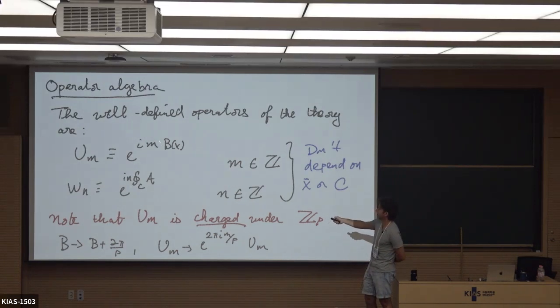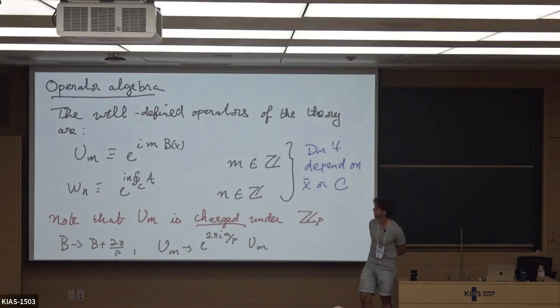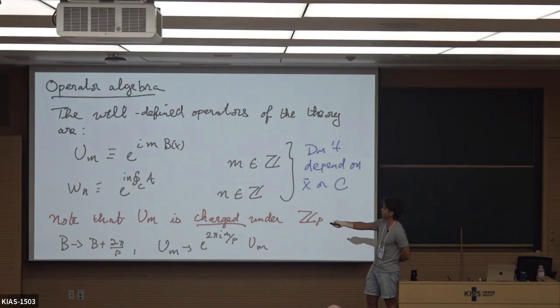And I'm allowed any integer here, m. So m is an integer. And I also have the Wilson lines. So the Wilson lines are integrals of the gauge field A along some curve. And I also, by flux quantization, need this n to be an integer. Okay, so I have operators which are labeled by two integers, U_m and W_n, I've called.